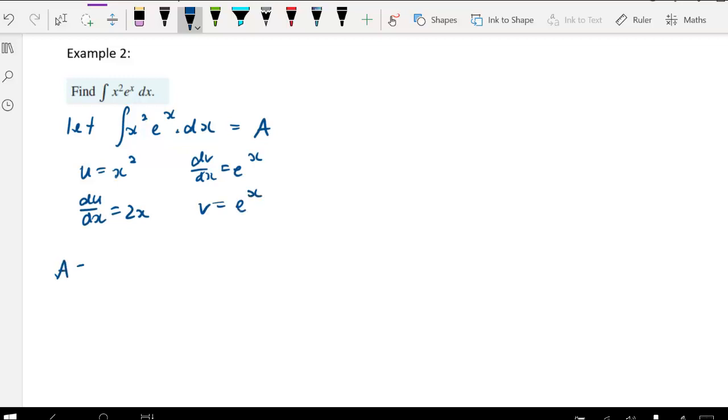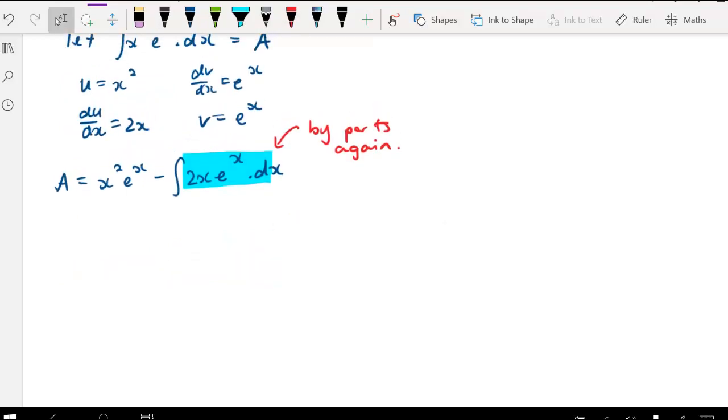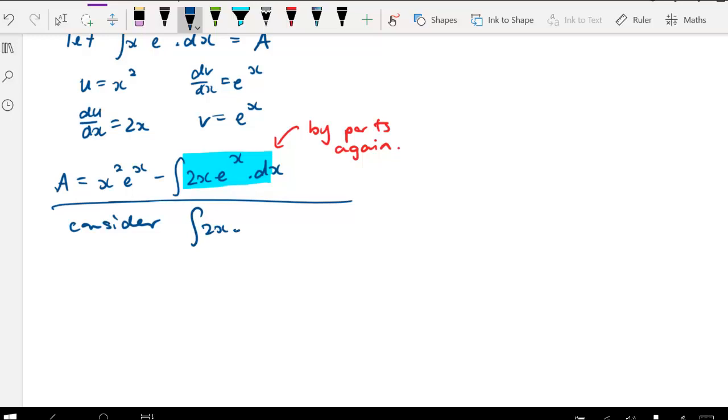So when we find this integral, we've got A is equal to uv, which is x squared e to the power of x, subtract the integral of v du/dx. So that means we've got 2x e to the power of x dx. Now this isn't an integral we can do, and we have to use by parts again. Alright, so what I'm going to say is that we're going to consider the integral of 2x e to the power of x dx.